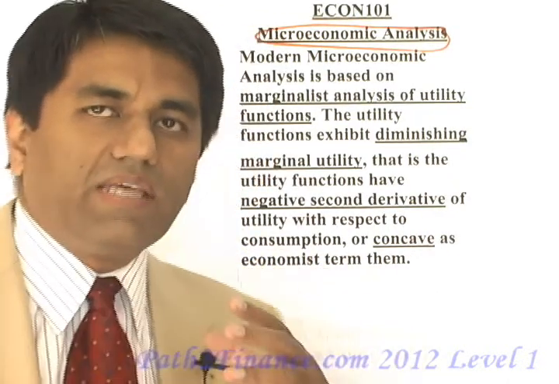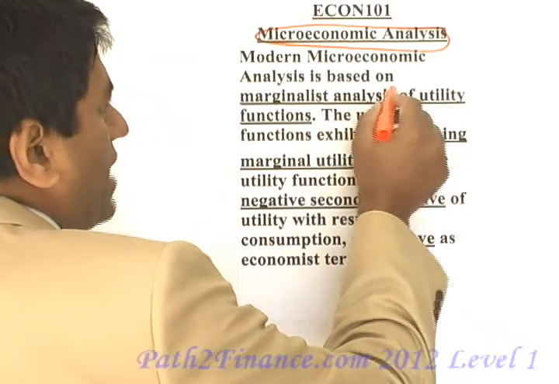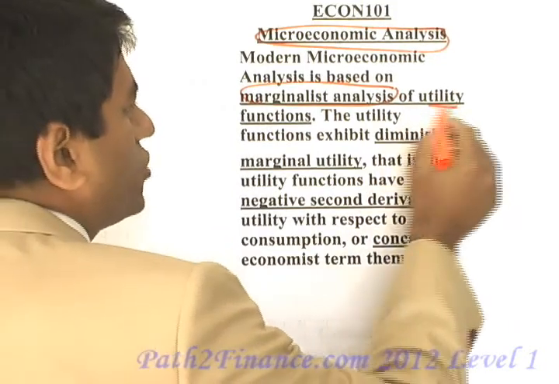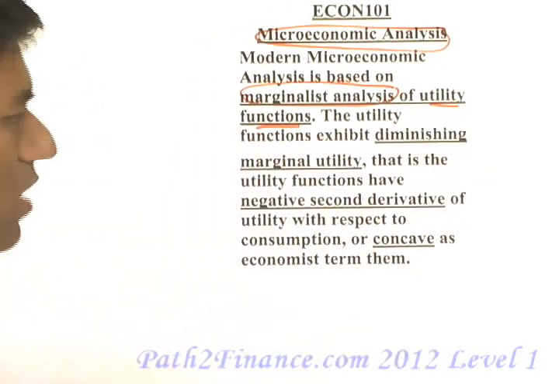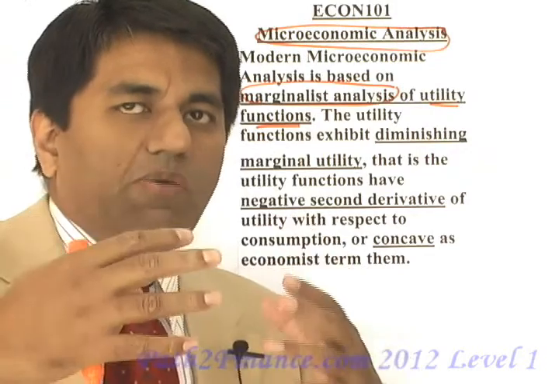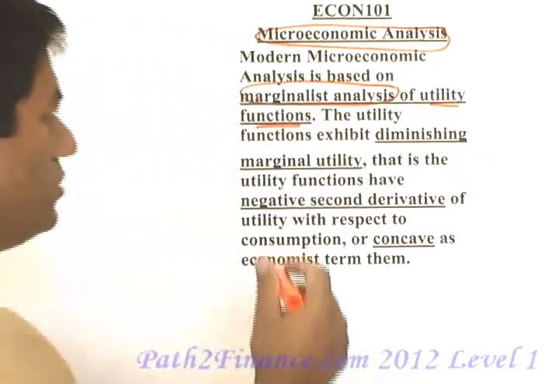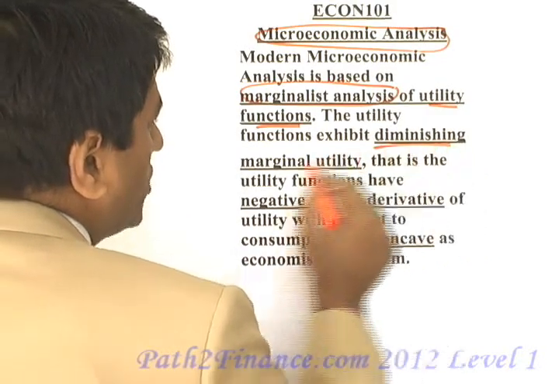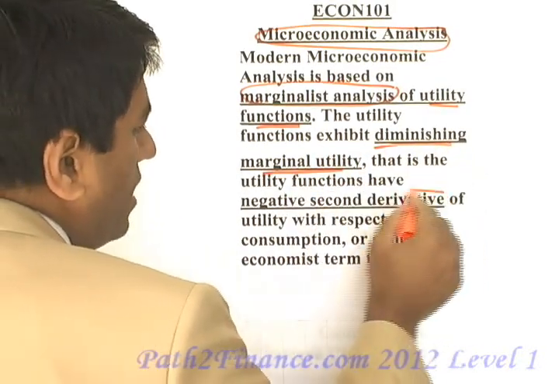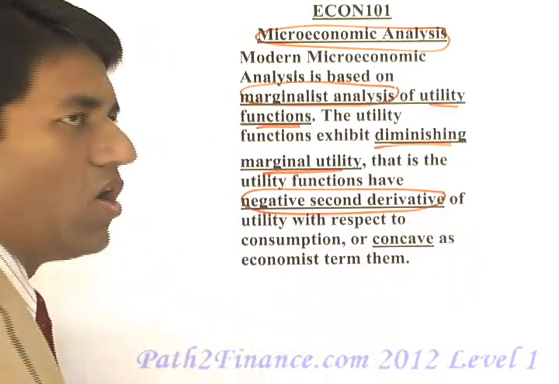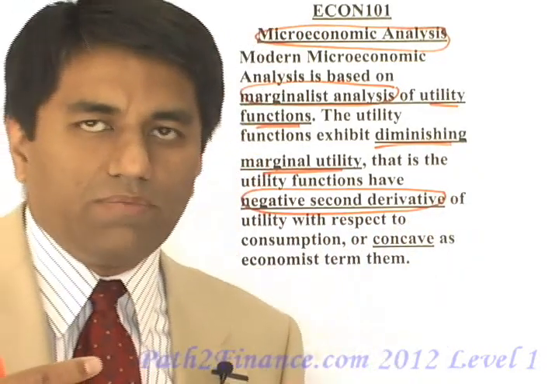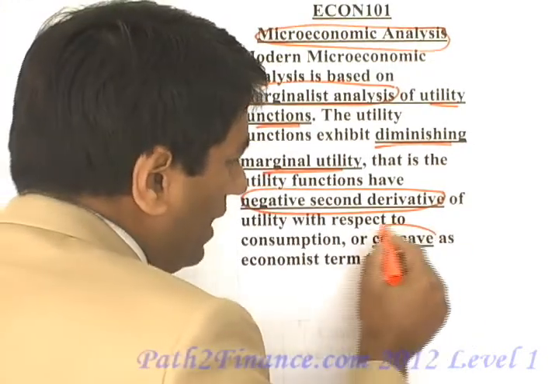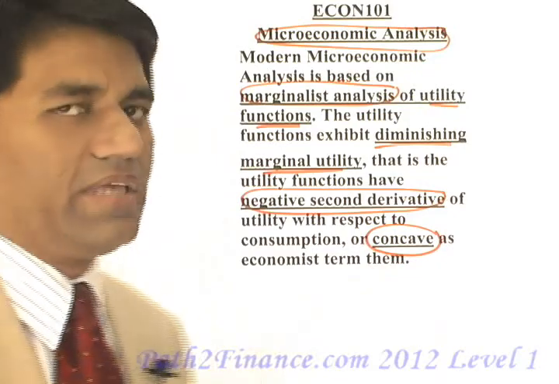Modern microeconomics is based on marginalist analysis. For consumers, it's the analysis of the utility functions. Now, these consumer utility functions are assumed to have diminishing marginal utility. That is, the second derivative of utility with respect to consumption is negative. Or, as the economists call them, the utility functions are concave.